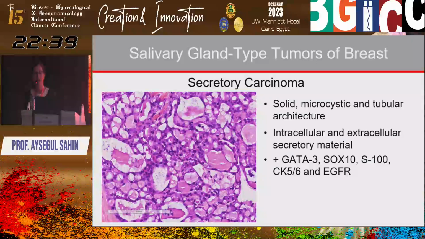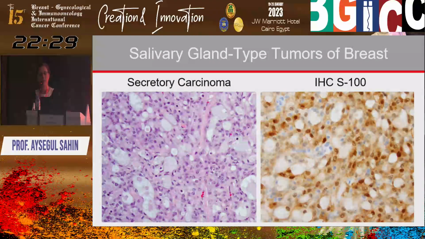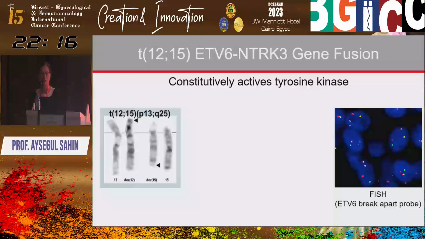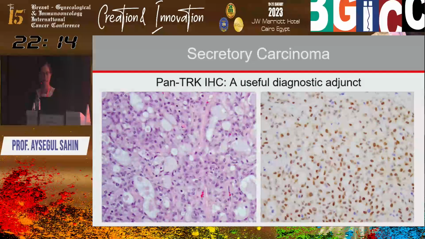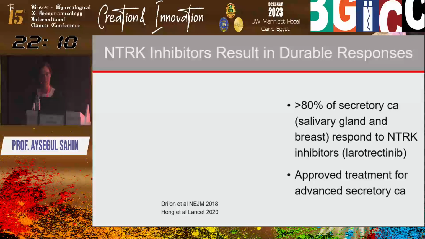It can have solid or microcystic or tubular architecture. They are GATA3 positive, more importantly, SOX10 positive, S100 positive. That S100 positivity is important, but many other invasive ductal carcinomas can also be S100 positive. So never do a single marker alone. We always do a panel of markers.